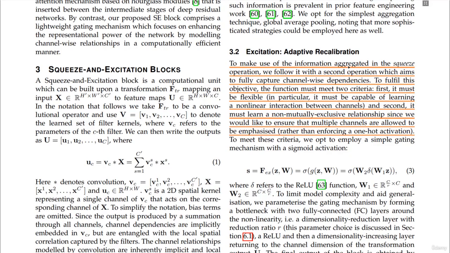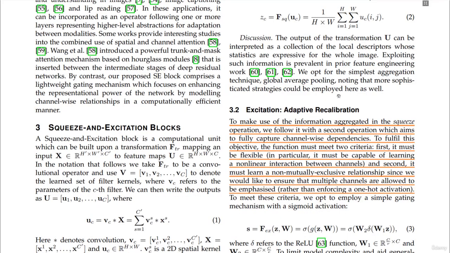Then, to make use of this information aggregated in the squeeze operation that we just got, we follow it with a second operation which aims to fully capture channel-wise dependencies. To fulfill this objective, the function must meet 2 criteria. First, it must be flexible, and second, it must learn a non-mutually exclusive relationship, since we would like to ensure that multiple channels are allowed to be emphasized. To carry out this operation, 2 fully connected layers were joined together, with the first followed by a ReLU and the second by a sigmoid activation function.